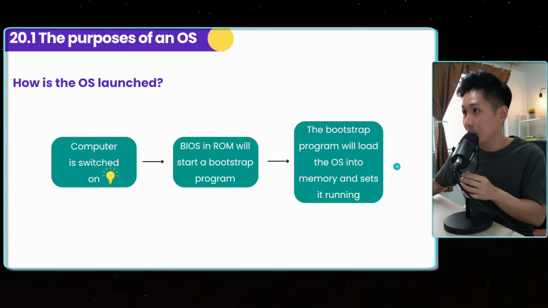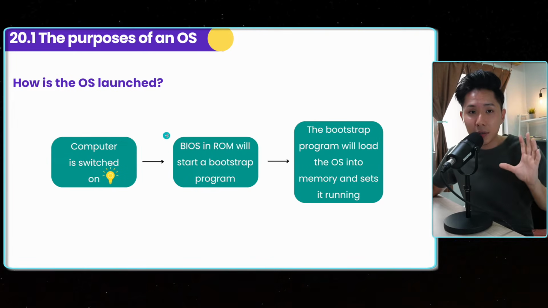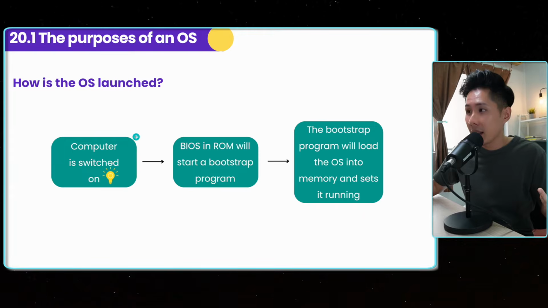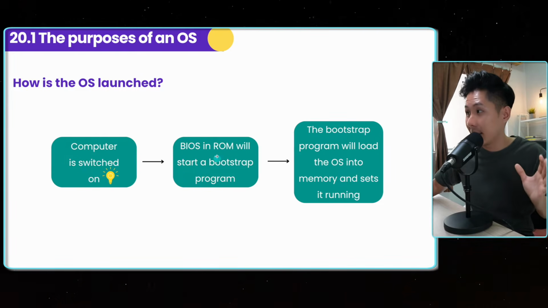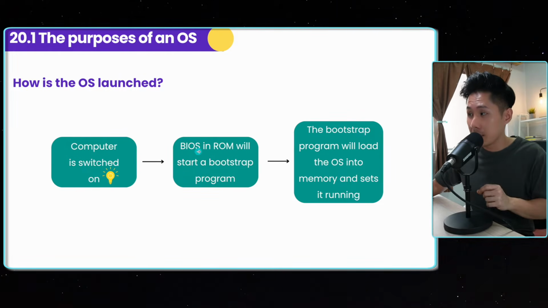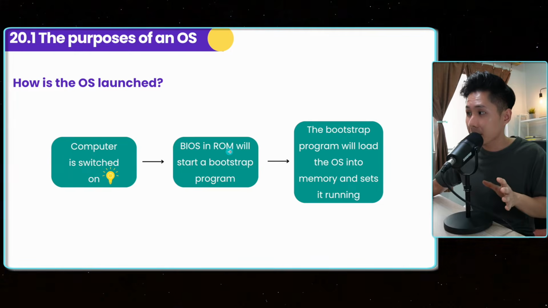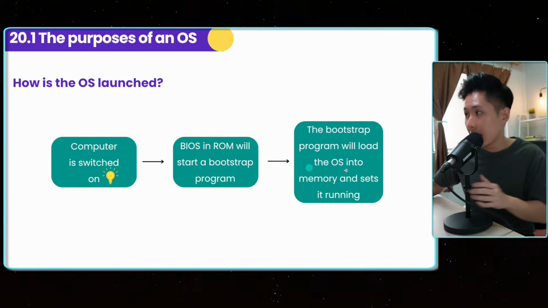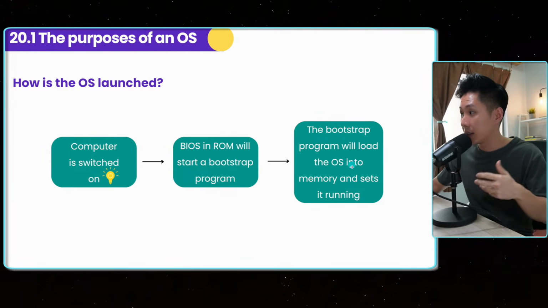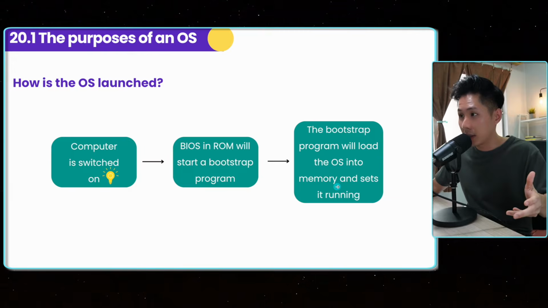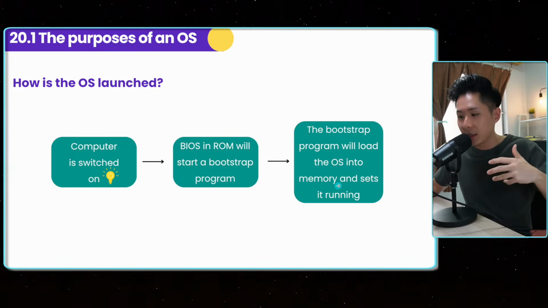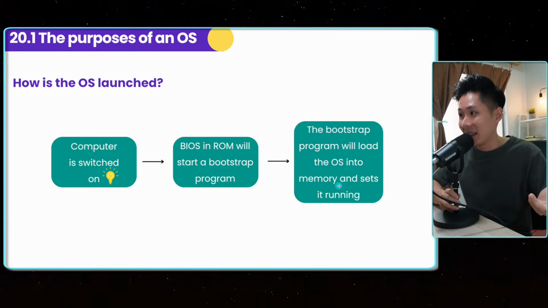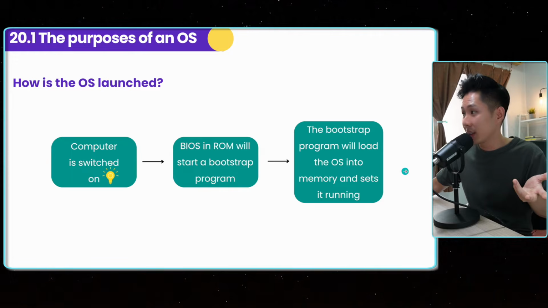Now, let's move on. Let's look into first how the OS is launched when you first start off the computer. So you switch on, and what happens is that the BIOS, basic input-output system, in the ROM, read-only memory, will start a bootstrap program. And this bootstrap program will load the OS into memory and set it running. So in other words, the OS is actually not the first thing that runs, right? It is launched by the BIOS.